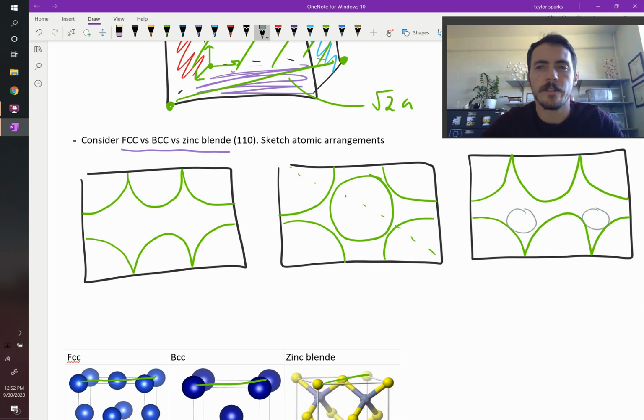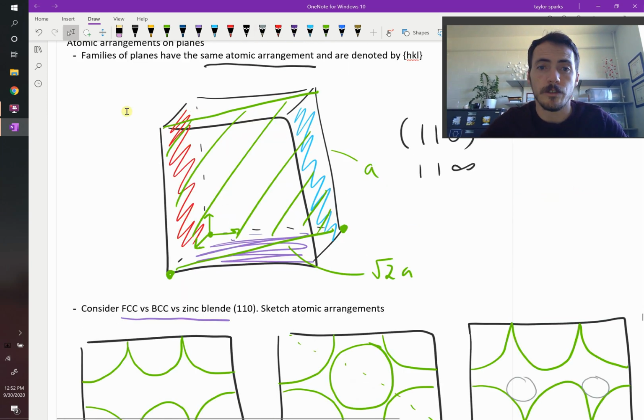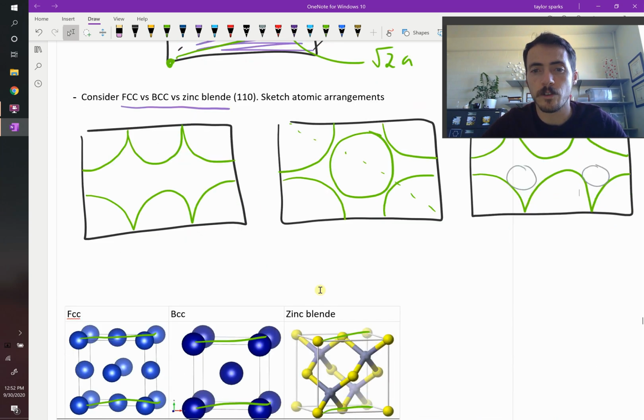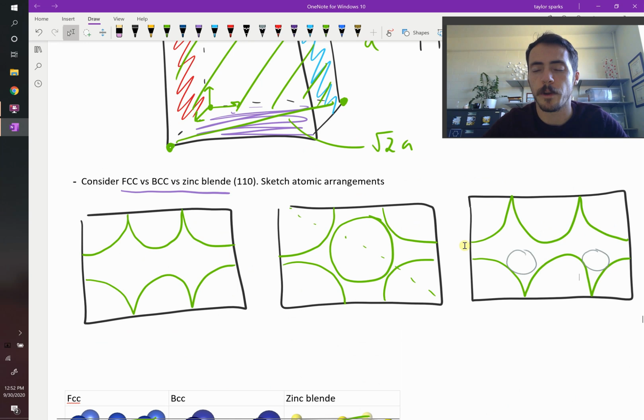Okay? So that's an example of how you would draw a plane from numbers, right? We were told 110, we drew it on there, and then by knowing what the crystal structure is, you could actually draw out the atomic arrangements on these.